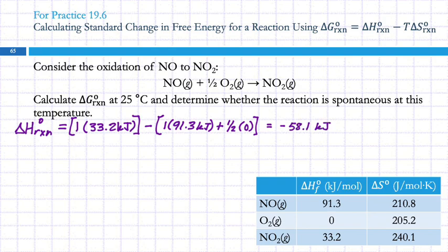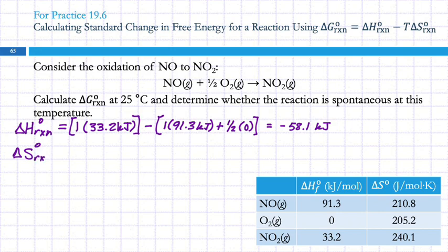And that's kilojoules. I didn't write the moles in here, but we saw in the previous example how they cancel each other out. It is important to keep this kilojoule here because the units on entropy are joules. And so we need to make sure that when we're adding things together, we use the correct units.